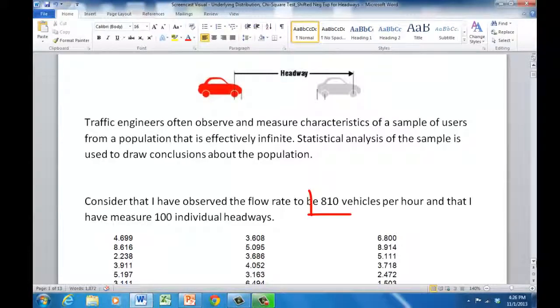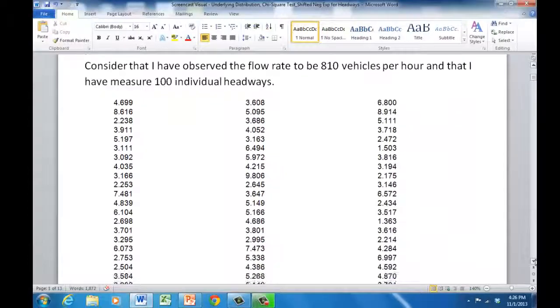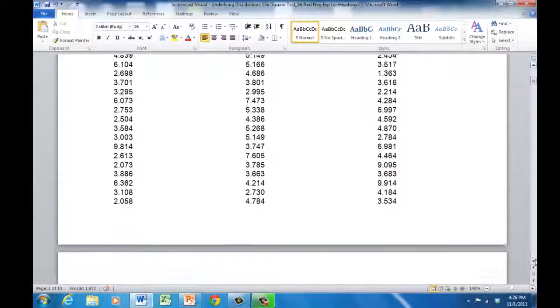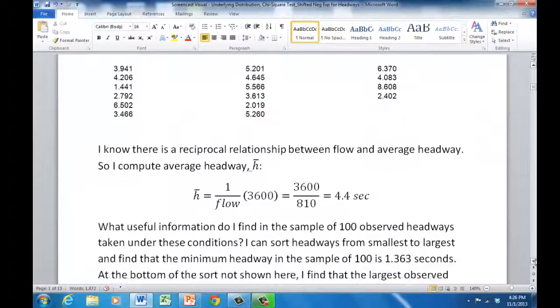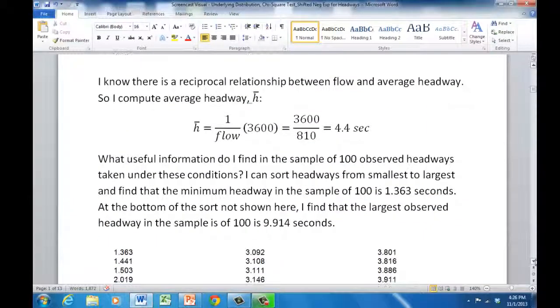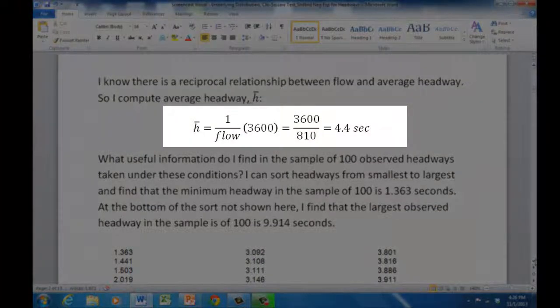Consider that I have observed a flow rate to be 810 vehicles per hour and that I have measured 100 individual headways. I know there is a reciprocal relationship between flow and average headway, so I compute average headway, h bar, as 1 over flow times 3,600 seconds per hour to give me, in this case, 4.4 seconds per vehicle.